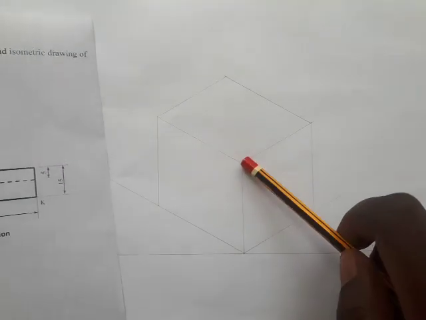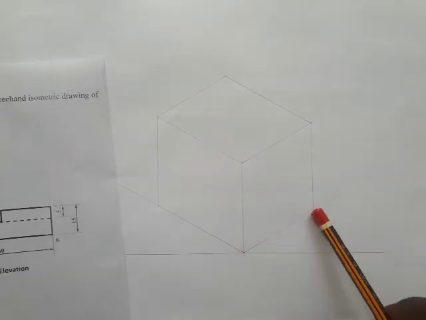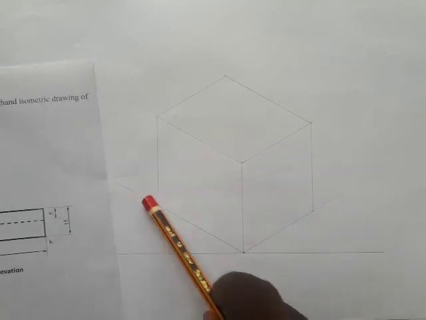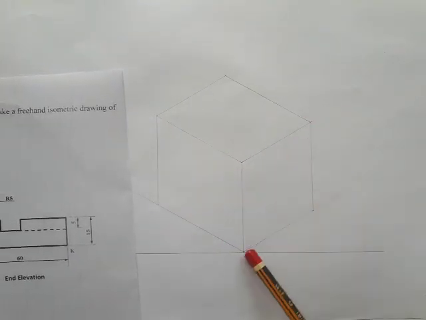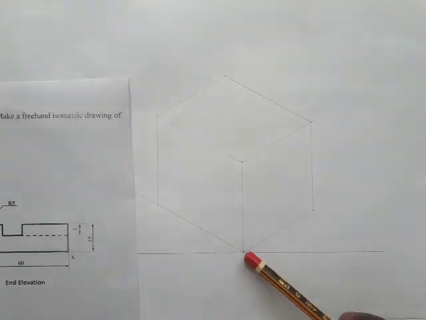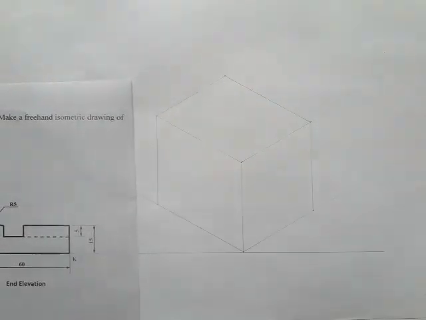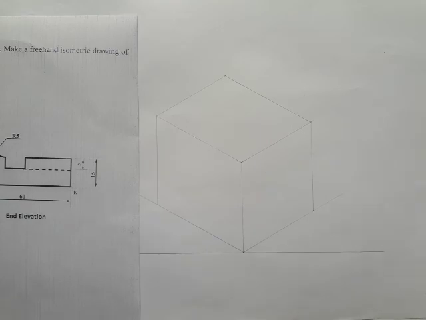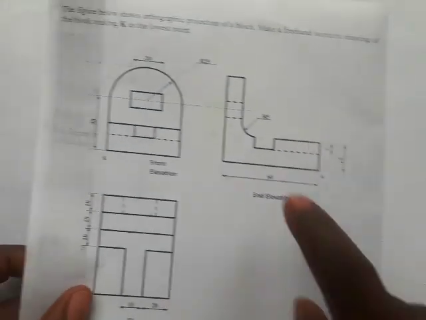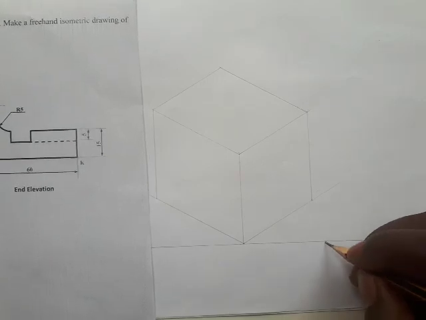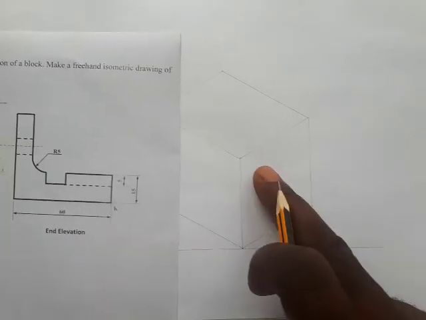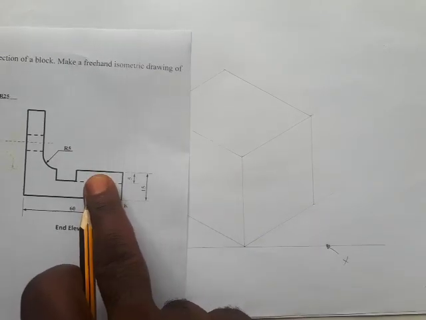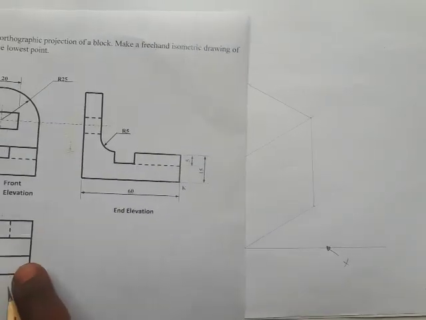Okay, 55, 50, 60. So the whole of this is 55, the whole of this is 50, while the whole of this is 60. Now what you do next is to transfer the whole of this, the front elevation. Now this is our arrow now. That means this is the front elevation. So the front elevation here, the end elevation at this point, then the plan here.